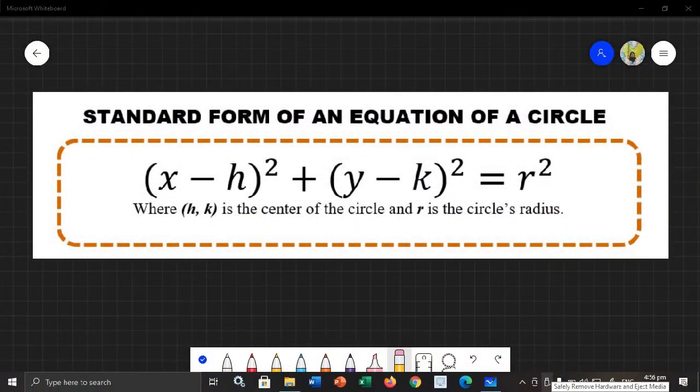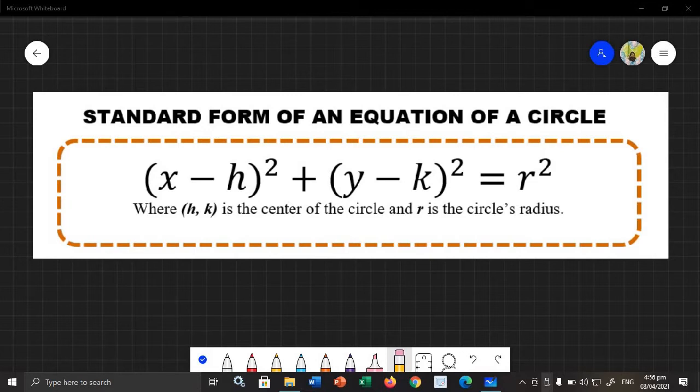Hi, in this video we are going to talk about the equation of a circle. The standard form of an equation of a circle is this one. It is derived from the distance formula. So we have quantity x minus h squared plus quantity y minus k squared equals r squared, wherein the values of h and k in the equation are the center of the circle, and the value of r in the equation is the circle's radius.